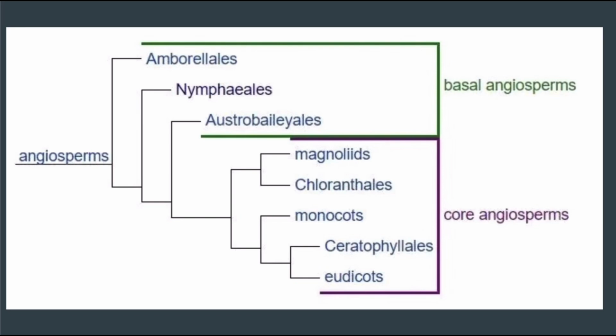They have parallel veins in leaves, fibrous root systems, and scattered vascular bundles. Their flower structures usually come in threes, like 3 petals or 3 sepals.